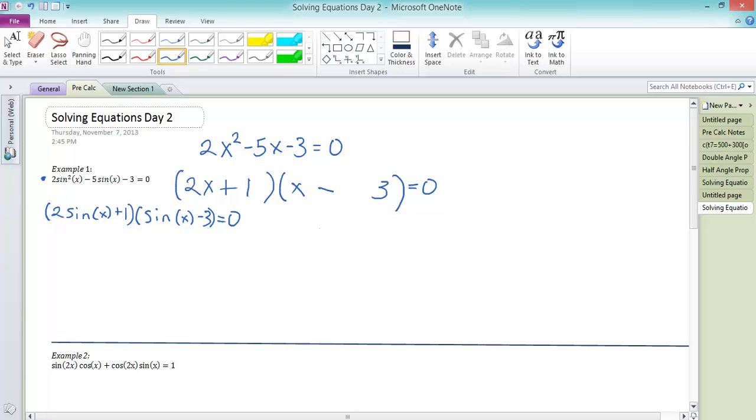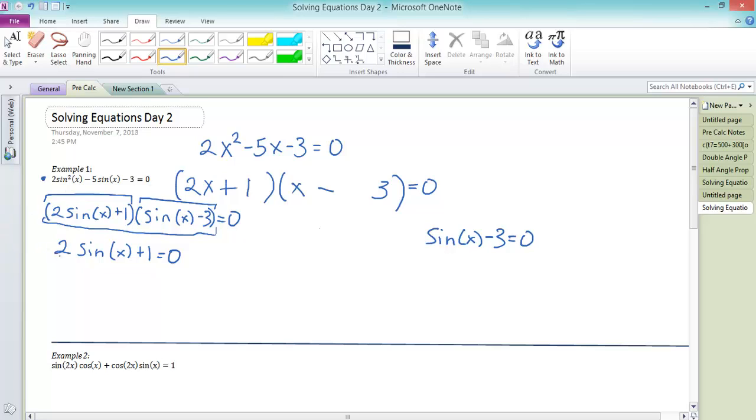Now, this entire left-hand side is equal to 0 when either 2 sine x plus 1 is equal to 0 or sine of x minus 3 is equal to 0. So what I'm going to do is set both of them equal to 0, and split it up into two separate problems. So right here I'm going to write 2 sine of x plus 1 is equal to 0. And over here we'll write sine of x minus 3 is equal to 0.